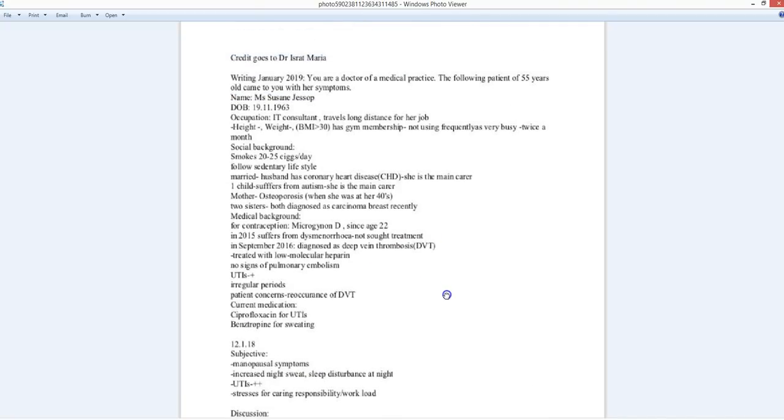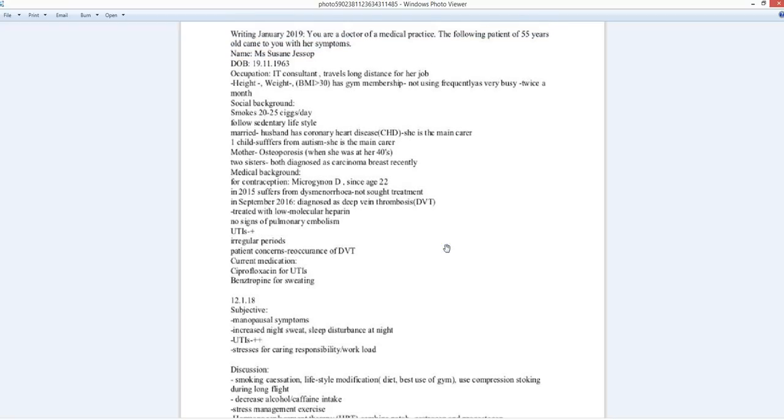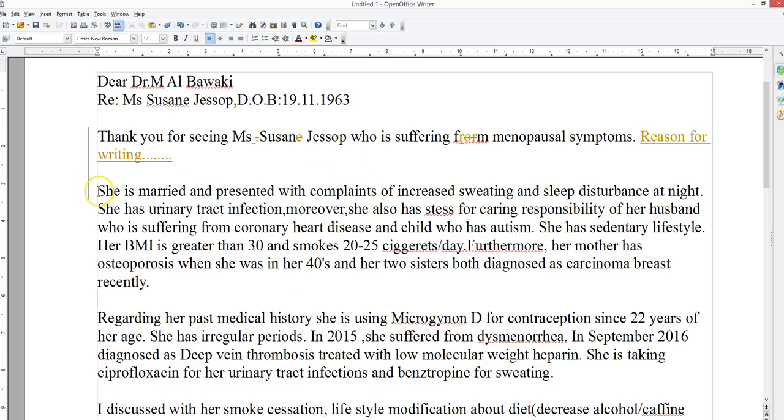So I would probably put that first and then go into the background afterwards. Okay, so as I said, I'll just make a couple of changes. So this is probably the social history. I would put social and medical history together, really, because there's going to be quite a lot of this stuff that we don't actually need. I mean, this stuff about osteoporosis and the sisters, that's irrelevant. We don't actually need that.